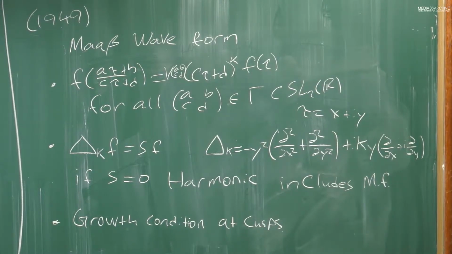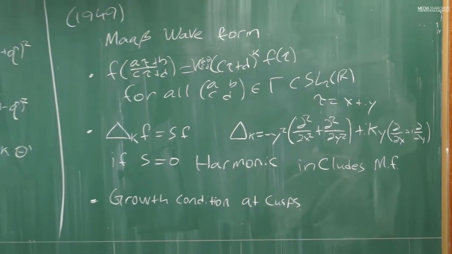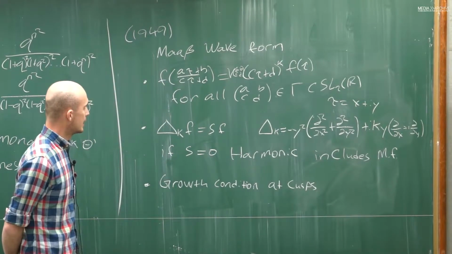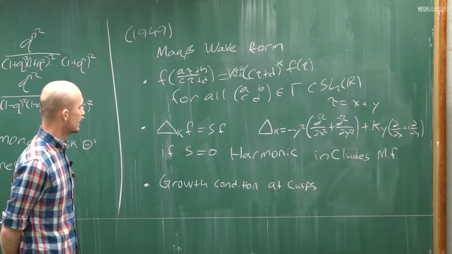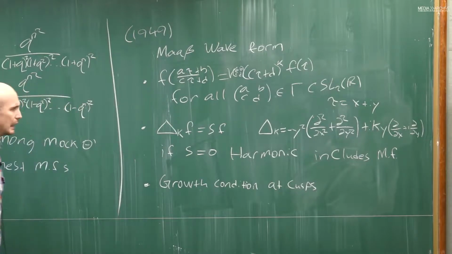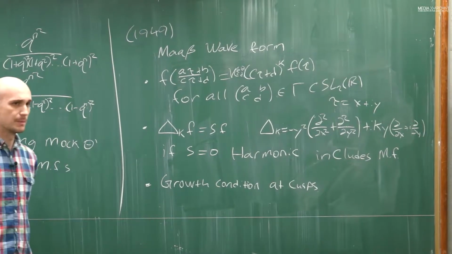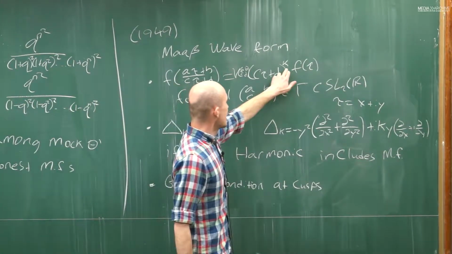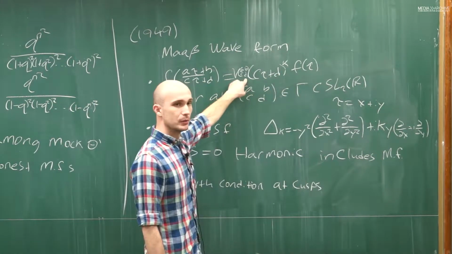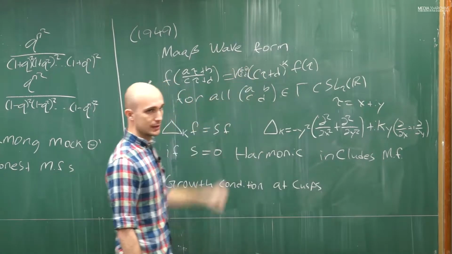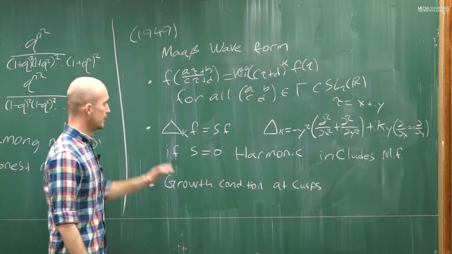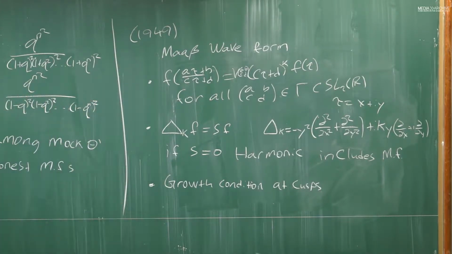What can k be? Usually k is an integer. It depends on how you define some things. For our purposes, we'll say half integer. If it's not an even integer, then you have to have some multiplier system in order to make things consistent. So we'll allow half integer weight with multiplier system.